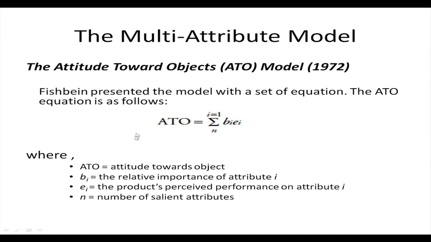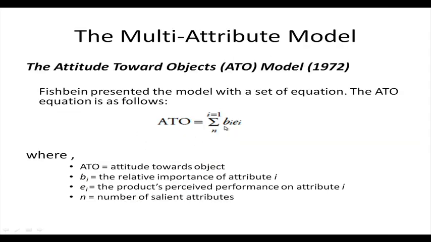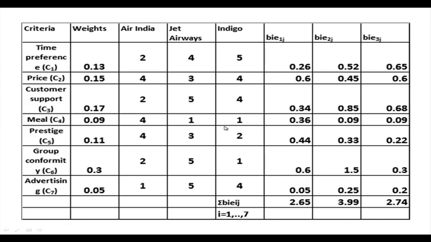So, this is the formula: attitude towards object is equal to sigma Bi Ei, where i runs from 1 up to n, and n is the number of salient attributes. Here we have seen that we have 7 attributes altogether, so n is 1 up to 7. So, we get this table here. These are the weights which we already have, and now we have got the multiplied scores.